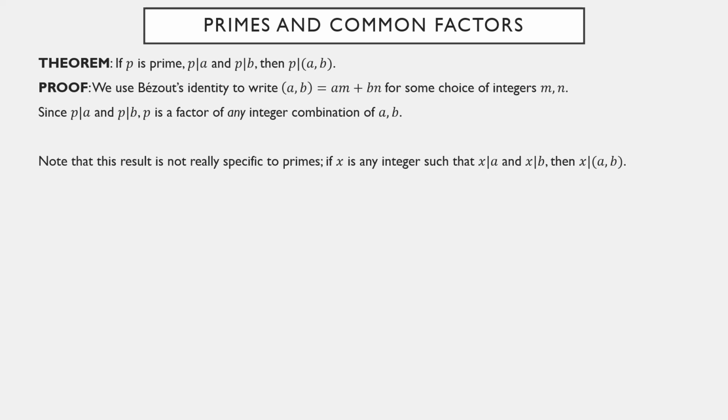And that's not really a result that's specific to primes. Any integer x would have this property. If it's a factor of A and a factor of B, it must be a factor of the GCD. We've actually mentioned this before, that any common factor of A and B must be a factor of the GCD.